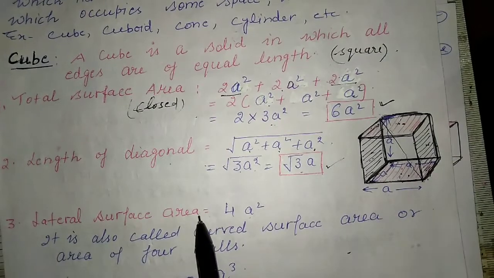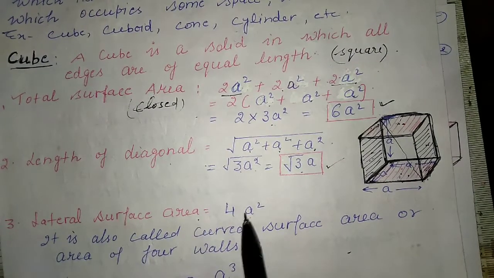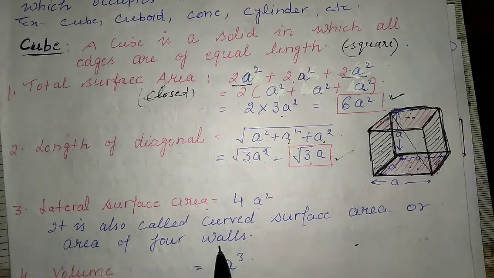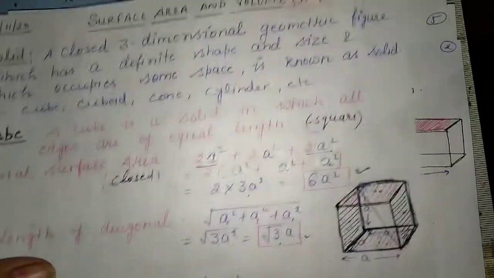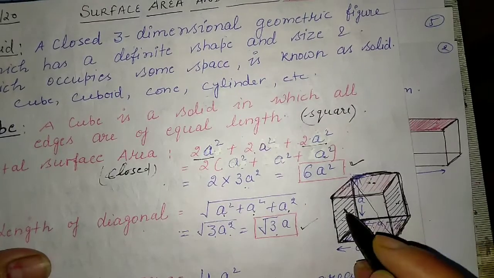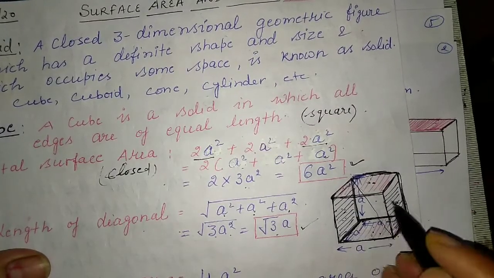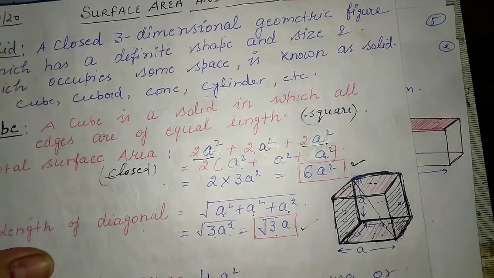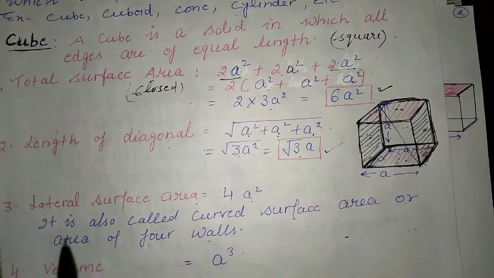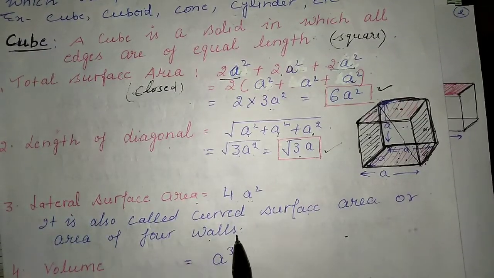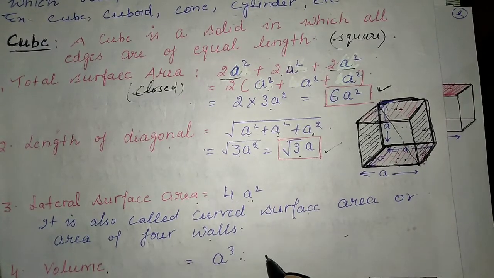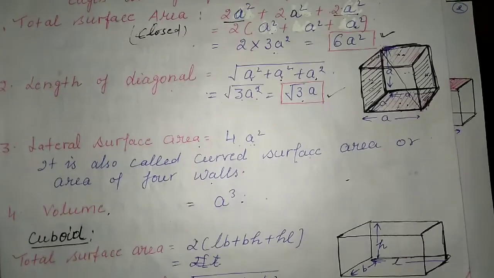Now the lateral surface area. Lateral surface area means the 4 walls. This is also known as the curved surface area, or the area of 4 walls. There is no floor and ceiling, only the walls: the sides, the back and the front. So 2a square will be removed from the 6a square. How much is left? Only 4a square. Now the volume of a cube is a multiplied by a multiplied by a, that is a cube.